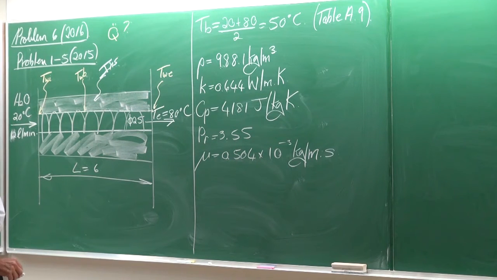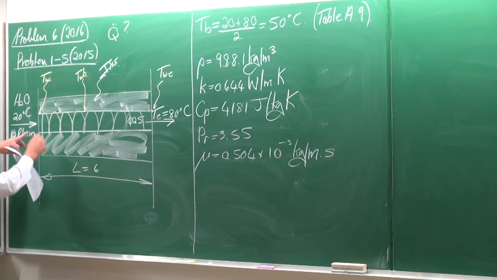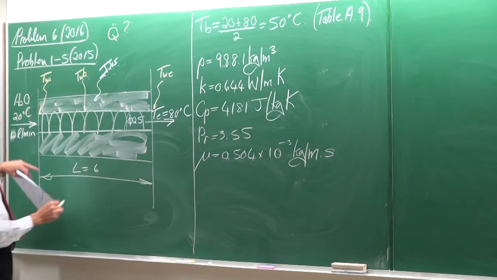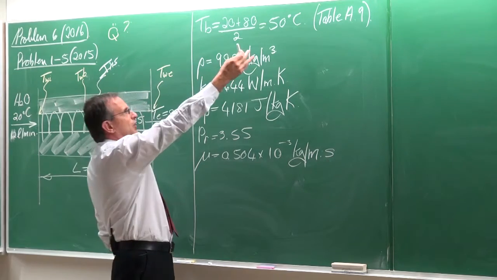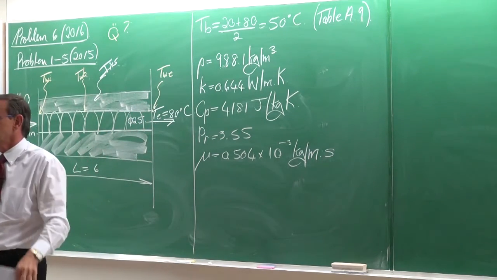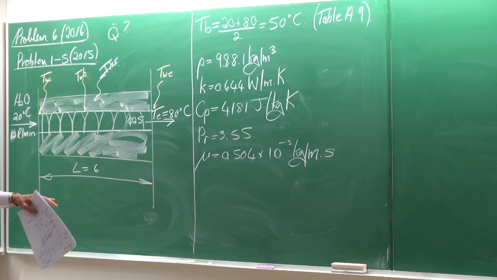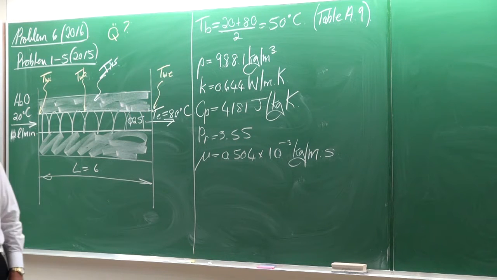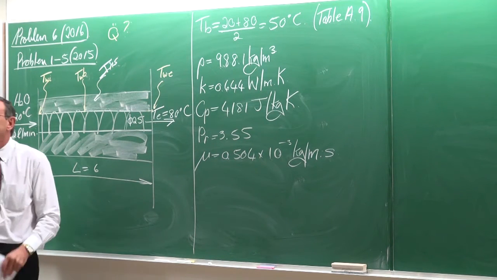So we get the properties at the bulk temperature. The bulk temperature is the average between the inlet and the outlet temperature, 20 plus 80 divided by 2, at a temperature of 50 degrees Celsius. In table A9, we can get the density 988.1, the thermal conductivity 0.644, the Cp value 4181, the Prandtl number 3.55, and the viscosity μ equal to 0.504 multiplied by 10 to the minus 3 kilograms per meter second.